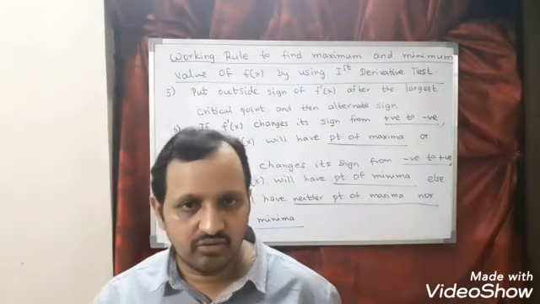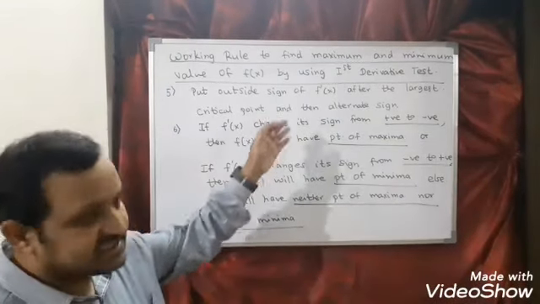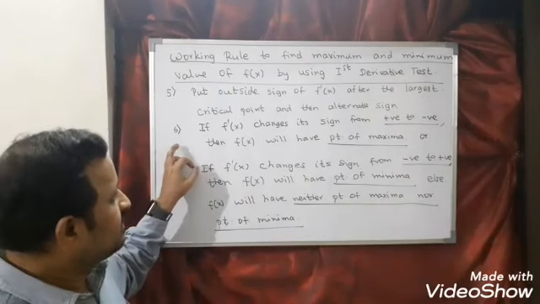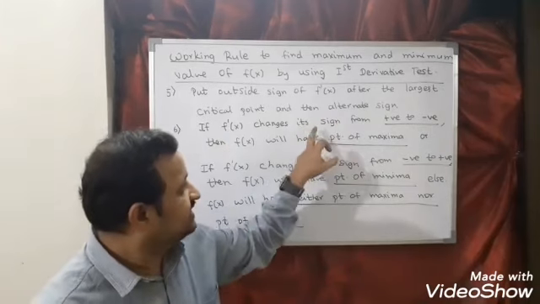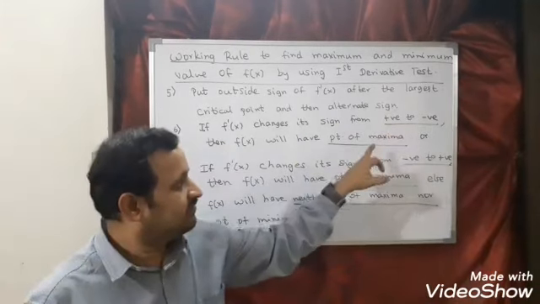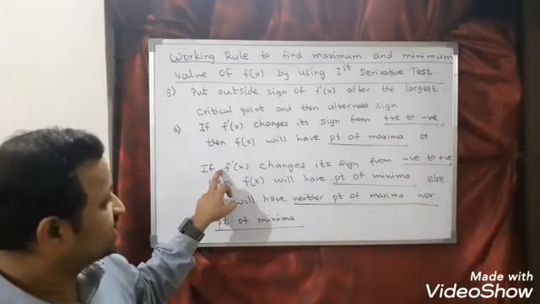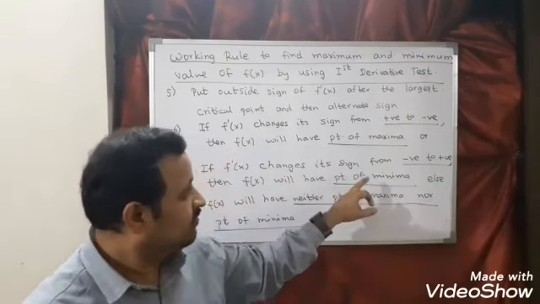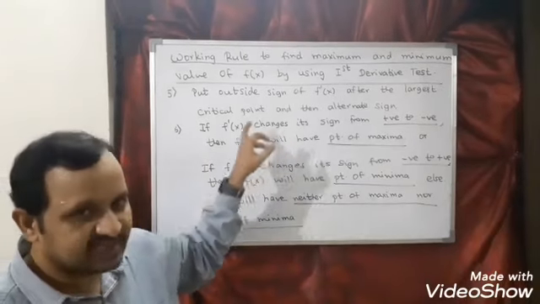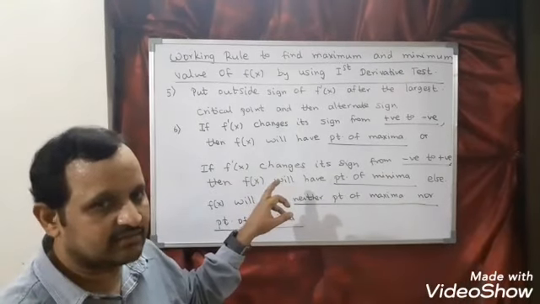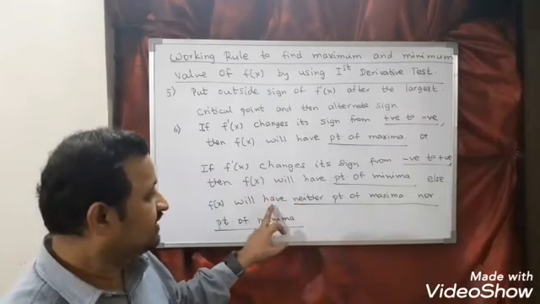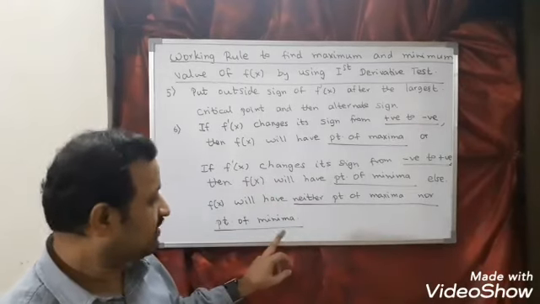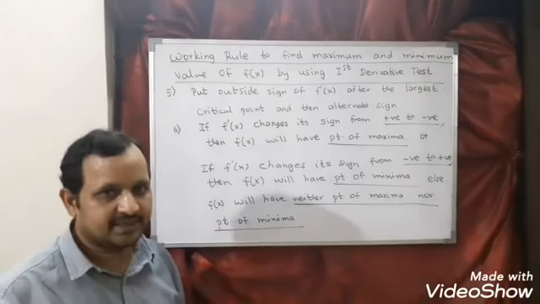So the working rule is the same as in the case of increasing and decreasing except the last step. If f dash x changes its sign from positive to negative, point of maxima. If f dash x changes its sign from negative to positive, point of minima. If there is no change of sign of f dash x, then the function will have neither point of maxima nor point of minima. I think it is clear.